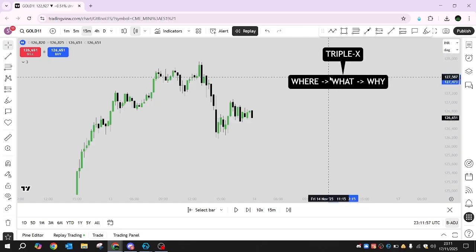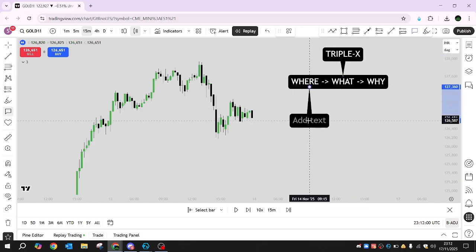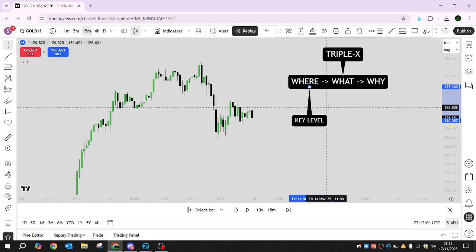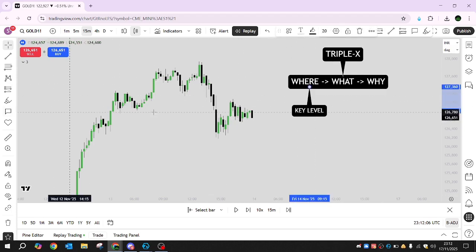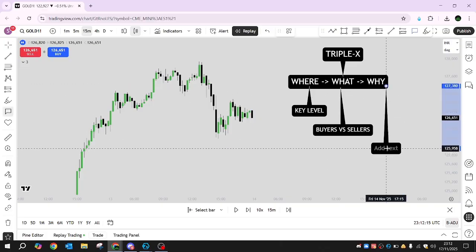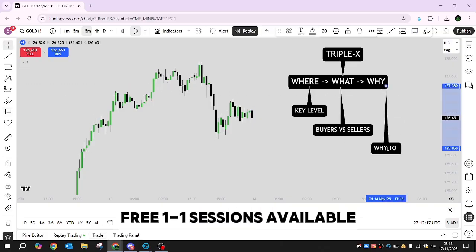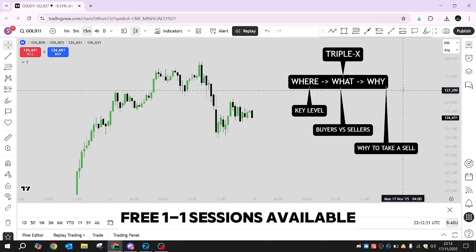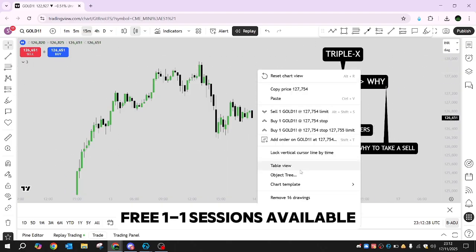Now, specifically, if we look in further, what we're looking for is you need to have a key level, right? This is important. So you need to have a key level. You need to know where to trade from. You then need to know what you're looking for, right? So we're going to be looking for specifically buyers versus sellers. And the last thing you're looking for, most importantly, is you need to know why to take, in this case, a sell. You need to know why you are selling and vice versa, why you are buying. It's the most important thing, but everyone screws up the why. And I'm going to be breaking it down in this video.